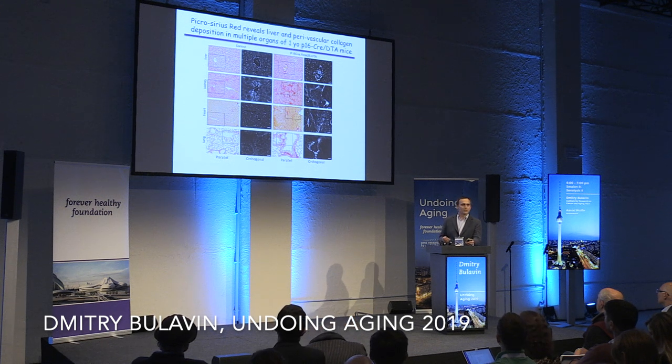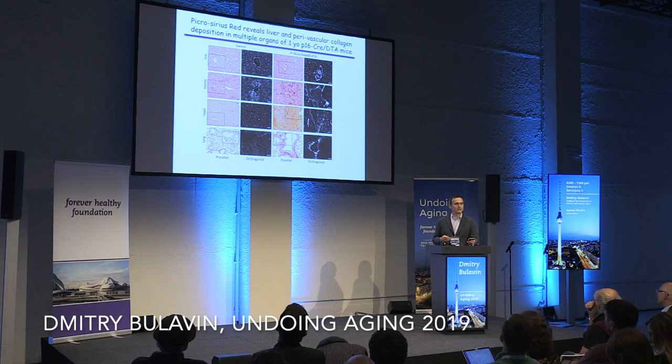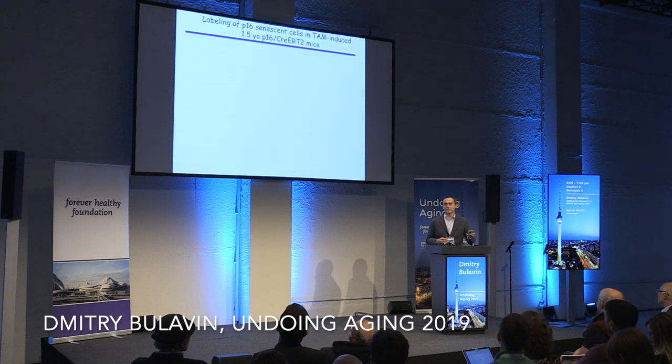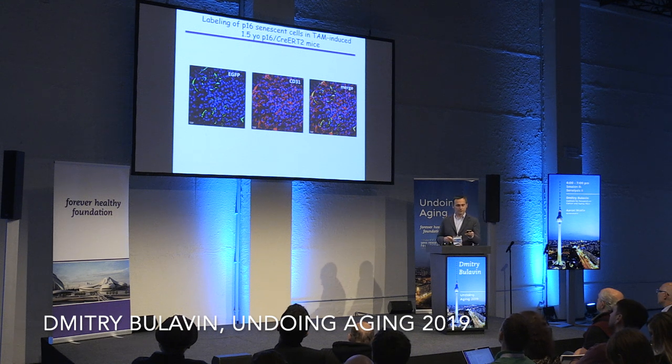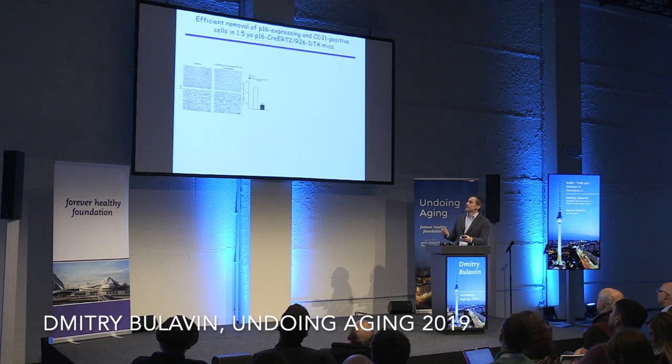So we allow these mice to age until 1.5 years of age, and then we put them on a tamoxifen diet, and first we checked whether we were in fact also labeling CD31 positive cells in the liver. And in fact, we do label CD31 positive cells in the liver, as you can see, so the tamoxifen model is also working. Now we also can efficiently remove P16 positive cells in this model, and this is the diphtheria toxin mouse, and this is staining for P16 in the liver. You see that there is a reduction.